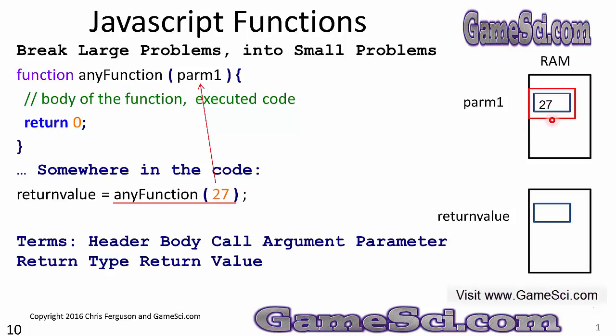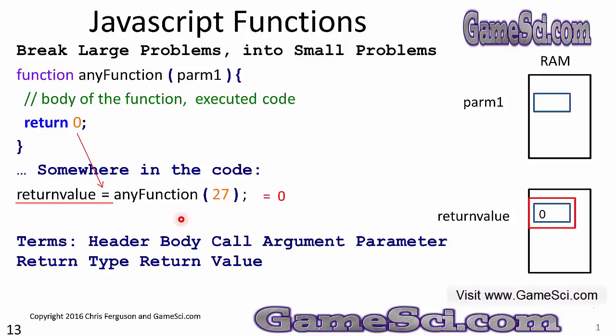You can see over here in RAM memory, parm1 now has the value of 27. You don't see an explicit assignment of 27 to parm1, but it happens. It's automatic. The argument is assigned to the parameter when you call a function. The body of the function will then execute. Any code that is in between the curly braces will execute when anyFunction is called. When we reach the end and the return statement, we will return a 0 to the caller of the function, so that 0 will be returned and supplied as the value returned from the call to anyFunction.